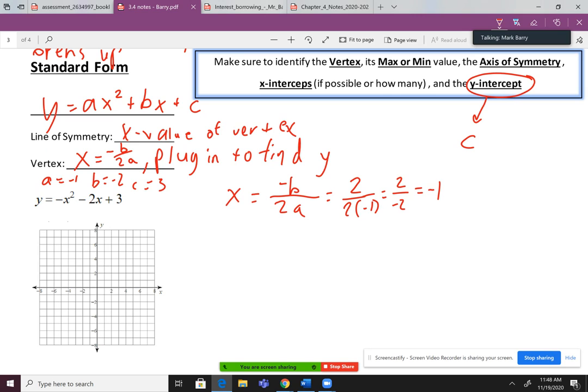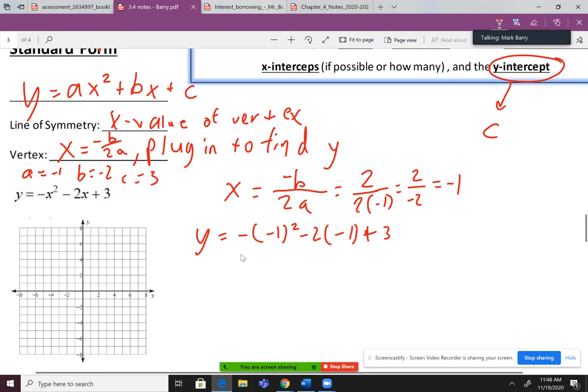All right, so we got the x value of our vertex, so now we're going to find the y value. I'm going to take this -1 for x, and I'm going to plug it back into all of the x's. There's usually 2. So we went back to the equation: y equals negative x squared minus 2x plus 3. And I took my x value that I figured out, negative 1, and I plugged it in for all the x's.